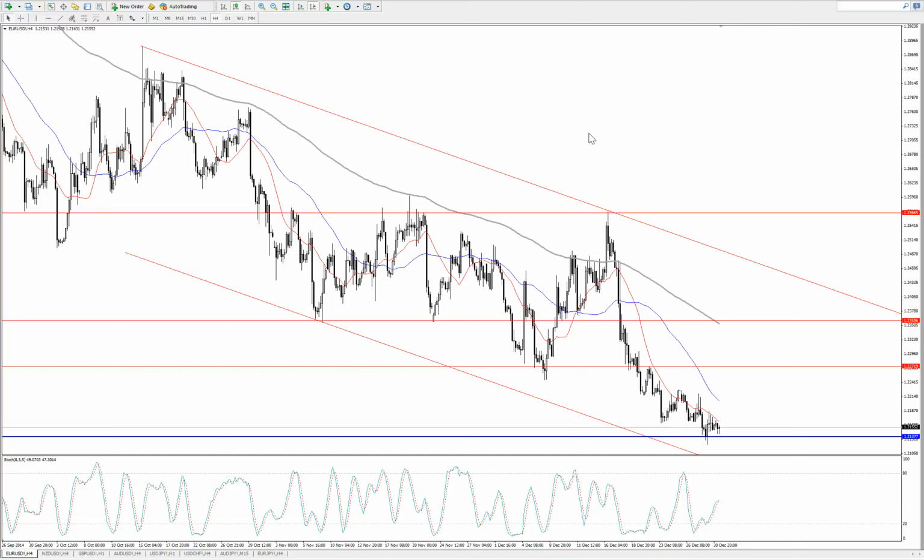Today is Wednesday, 31st of December, which is the last and final trading day of 2014. So moving forward, let's get down to business. We're going to start off with the euro against the US dollar. Over here, we are seeing a 4-hourly chart.